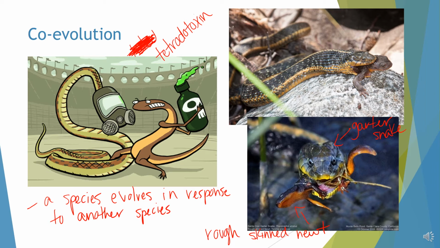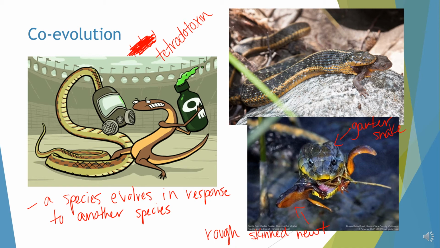So as the rough-skinned newt becomes more toxic, the garter snake continues to develop a resistance to the toxin. And so over many, many generations and over time, these two populations have evolved in response to each other. The rough-skinned newt has evolved more toxin, and the garter snake has evolved more resistance to the toxin. Some garter snakes are more resistant than others, and there are trade-offs for having resistance to the toxin.